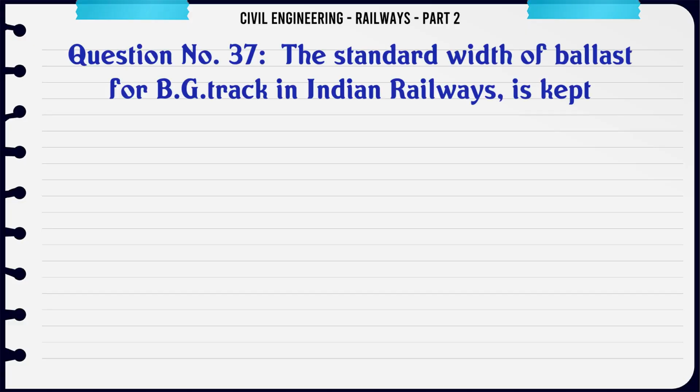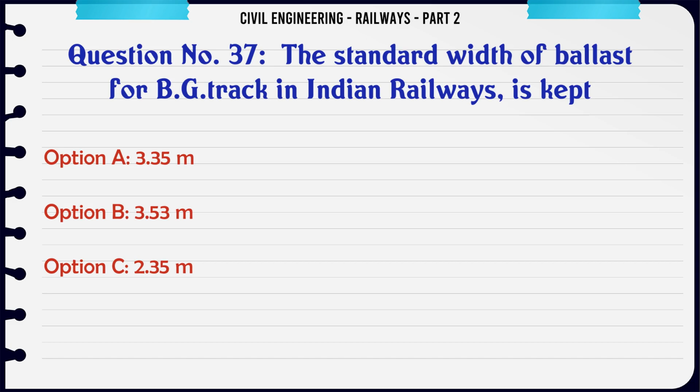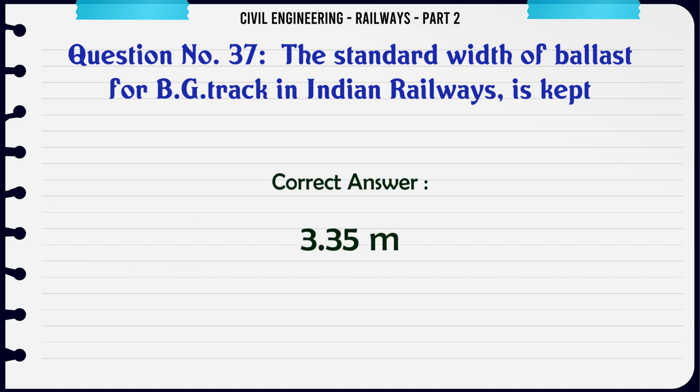The standard width of ballast for B.G. track in Indian Railways is kept A. 3.35 m, B. 3.53 m, C. 2.35 m, D. 2.53 m. The correct answer is 3.35 m.